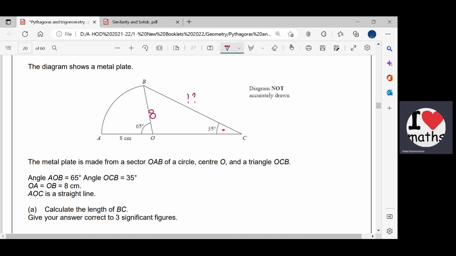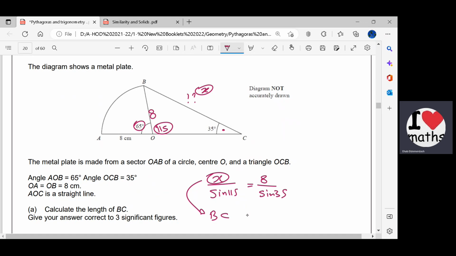Yes, 180 minus, as they told you, in a straight line. So this angle is 65, so the remaining one will be 115. I have this angle, I have this side, which is X here. My mission is to find the length of BC. So what I have to do is as follows: X over sine 115 equals 8 over sine 35. Now I can find X, which is BC.